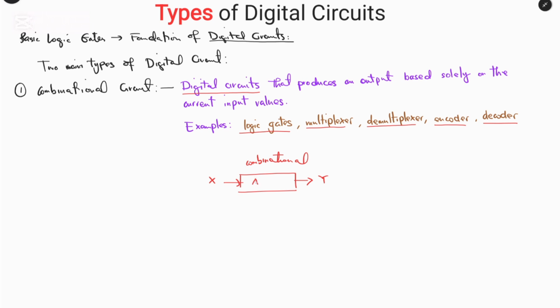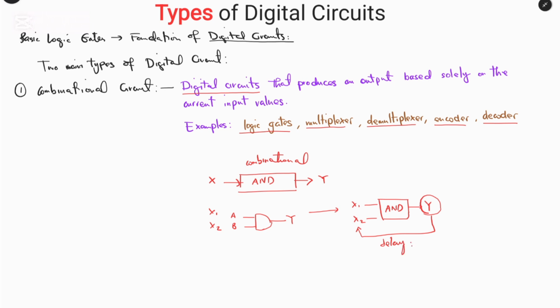For example, if it is the AND gate, and we know what the AND gate is from our previous video, with input A and input B, the output will be Y. Imagine that X now represents X1 and X2 going into the combinational circuit, which is the AND gate, and it produces the output Y. That means the output depends only on the two inputs, with no delay.